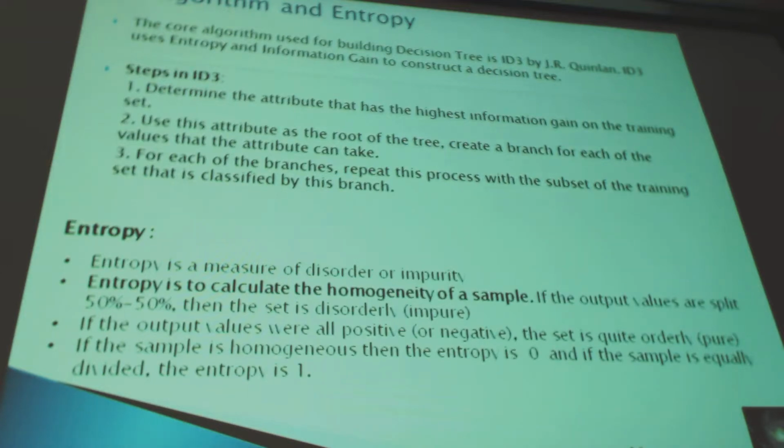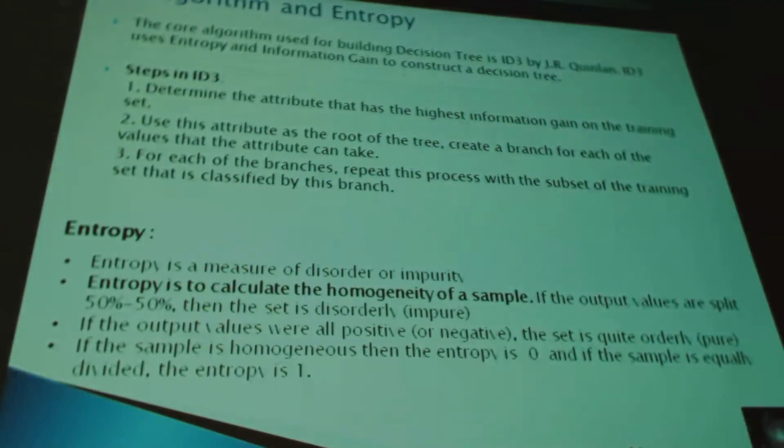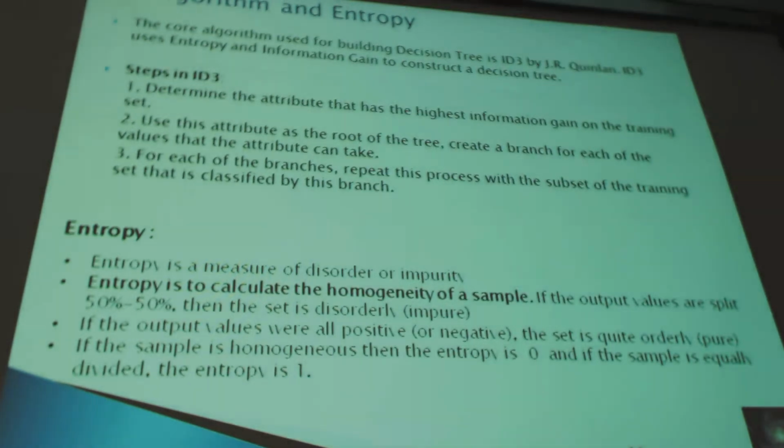Now, how do I really measure that the attribute is the best? So that's the challenge. You have to know what entropy is and how to calculate information gain. So what is entropy? Entropy is a measure of disorder or impurity. Suppose you have a sample with 50% positives and 50% negatives. So it's totally an impure sample, and entropy is 1. If you have a homogeneous sample of all identical items, then entropy is 0 because it's fully homogeneous.